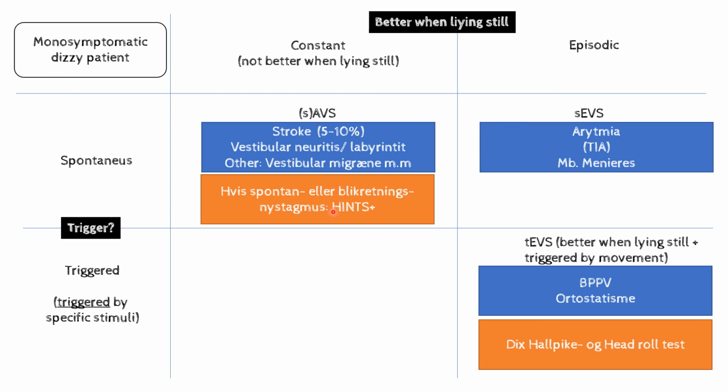The other ones, the one with nystagmus, we should do the HINTS test on. The constant dizziness that is spontaneous, that doesn't become better when you're lying still: here we should consider TIA, but that is rare. We should also consider dysrhythmias and Meniere's disease, and in the triggered episodic vestibular syndrome, this is usually BPPV, but also think about orthostatism. Yeah, I think that is all I want to say about this. This is my approach to the dizzy patient. It's not perfect, but I would love to hear in the comments what you think about it.